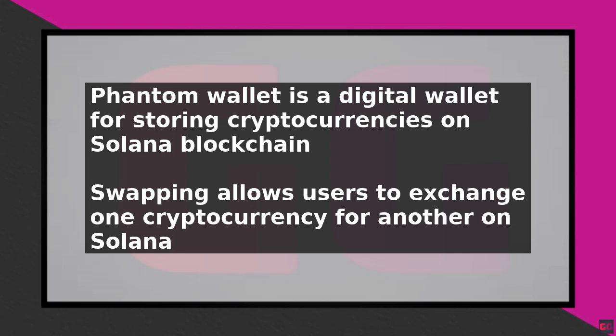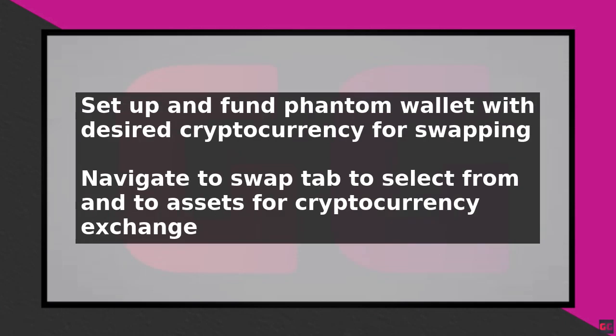To begin the swapping process, first, you need to have a Phantom wallet set up and funded with the cryptocurrency you want to swap. If you don't have a Phantom wallet, you can download and install it from the official website. Once you have your Phantom wallet set up, navigate to the Swap tab.